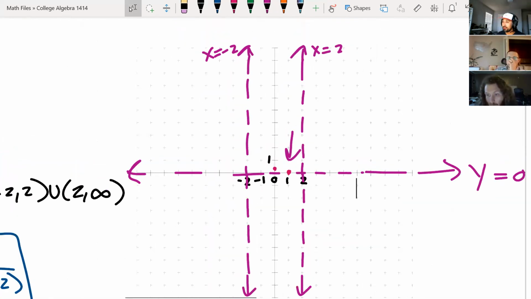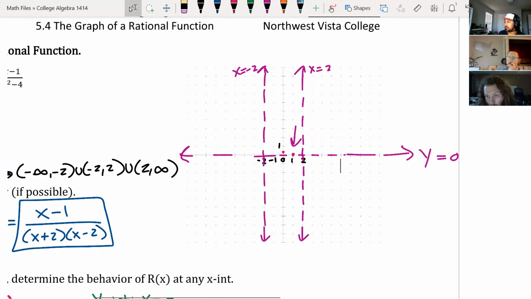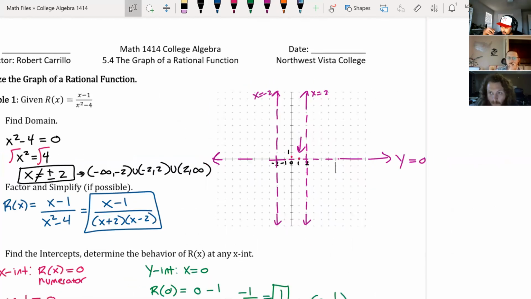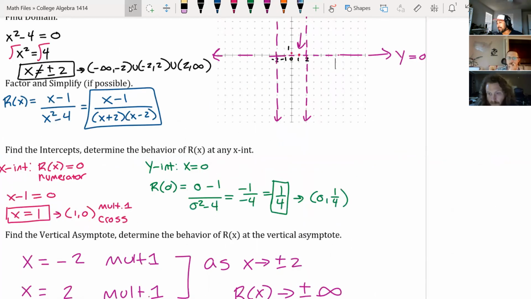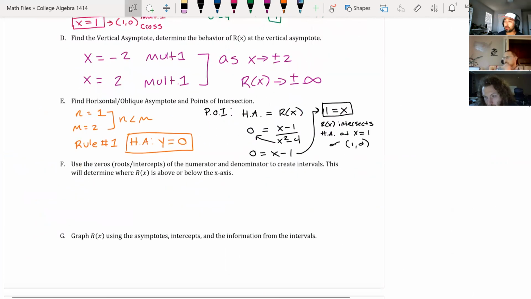So I've plotted everything we've found so far. I plotted the x-intercept, y-intercept, vertical asymptotes, horizontal asymptote. We can see that the graph intersects the horizontal asymptote. So this means that we have just a little bit more work to do.